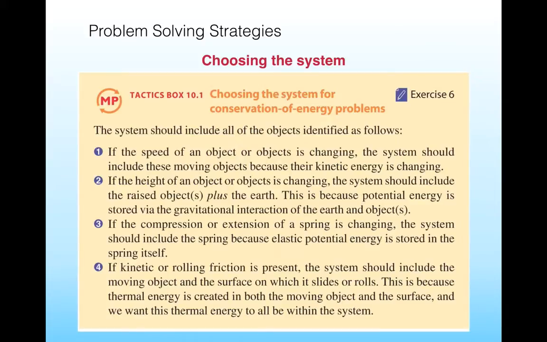You should also include the object if the height of the object is changing. And in this case, the system should also include the Earth or the surface that they're away from, because then you can include the potential energy which is stored in the gravitational potential energy. And you'll see some examples of that later on, probably in the next set of movies.